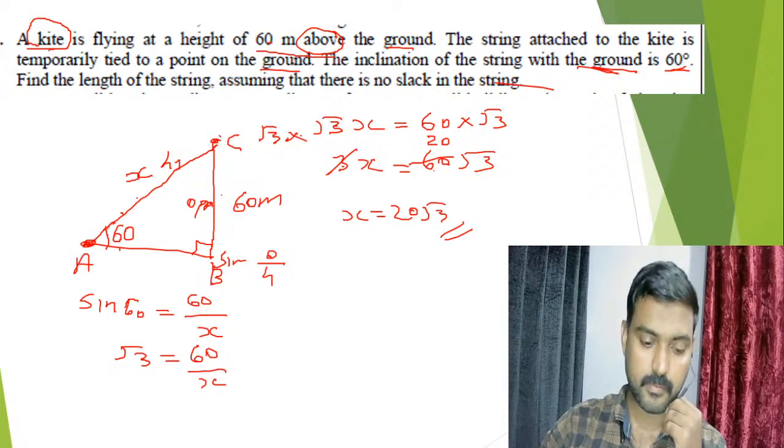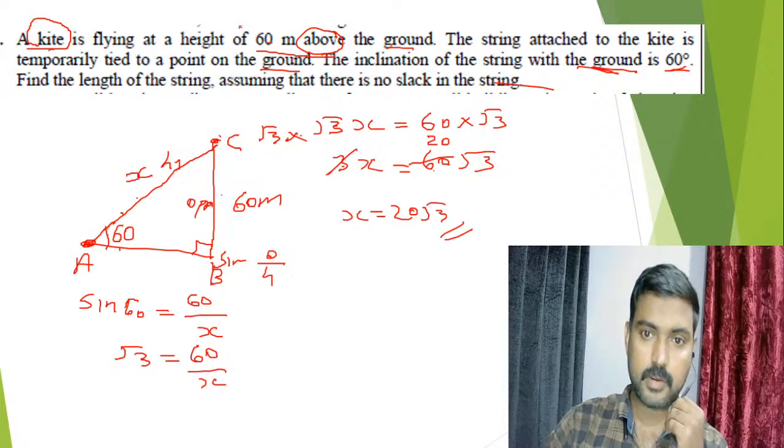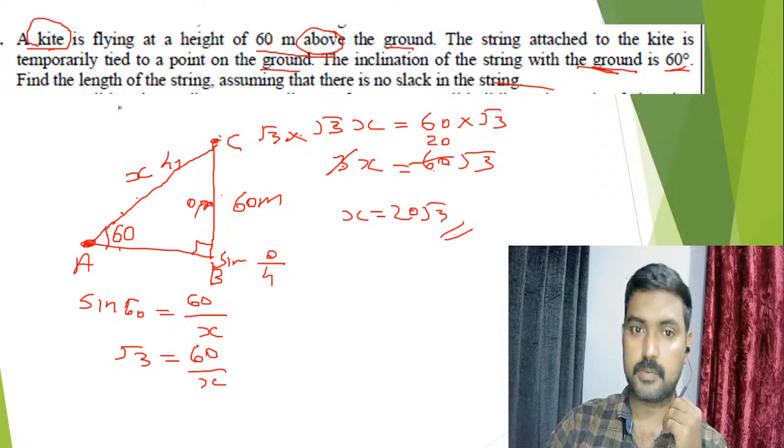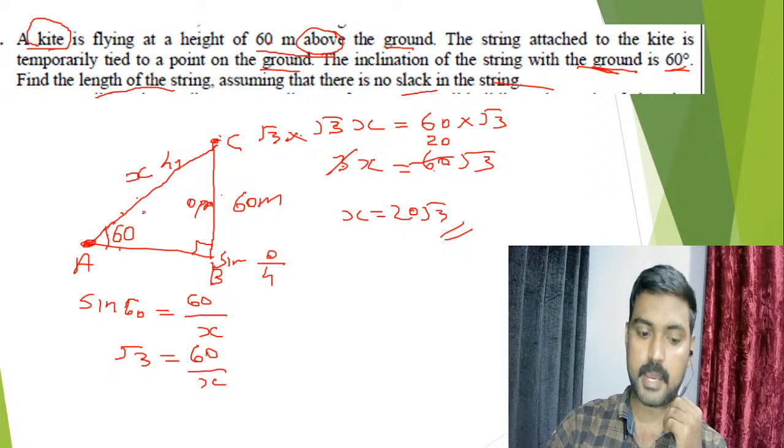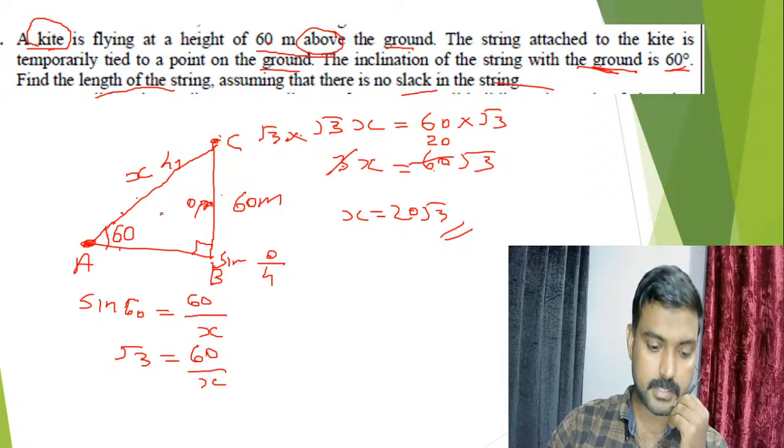So okay, we are going to the next question. Before that, we can find the length of the string, assuming that there is no slack in the string. That means if there is a slack, it will not be considered as a straight line.